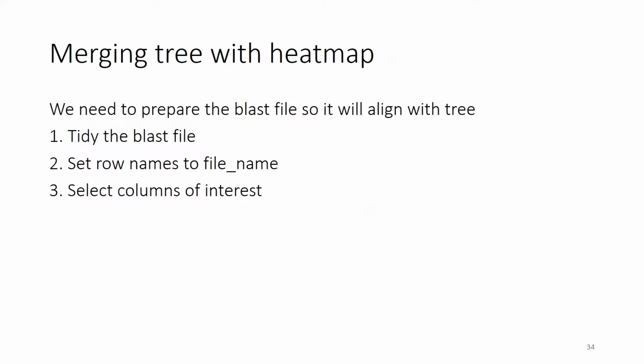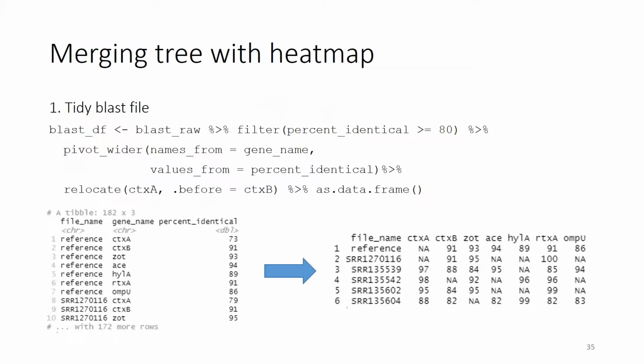So there are three things we need to do to prepare so the BLAST file will now merge with the tree. First, we're going to tidy it up a little bit. We're going to set the row names to the file name so that they match up. And then we're going to select out our columns of interest. So we want to tidy up the BLAST raw file that we had saved and change it to a data frame. And then we're going to save it as a new object called blast_df, for data frame, because we're going to keep the raw original just in case we need to go back to it for any reason.